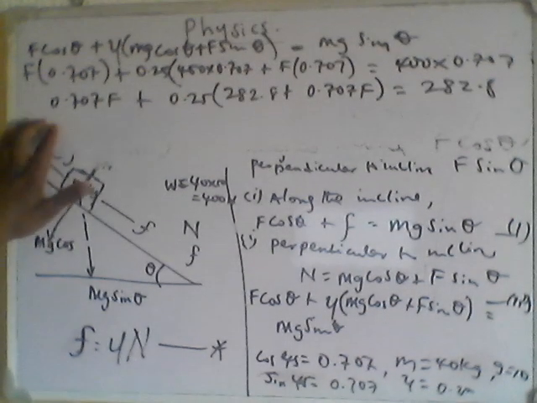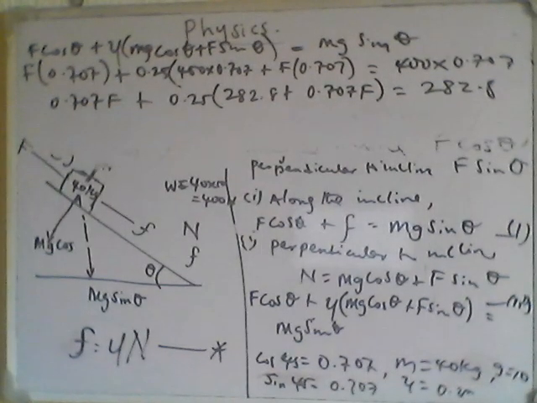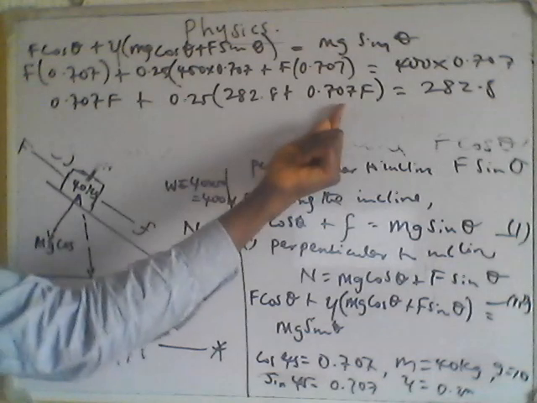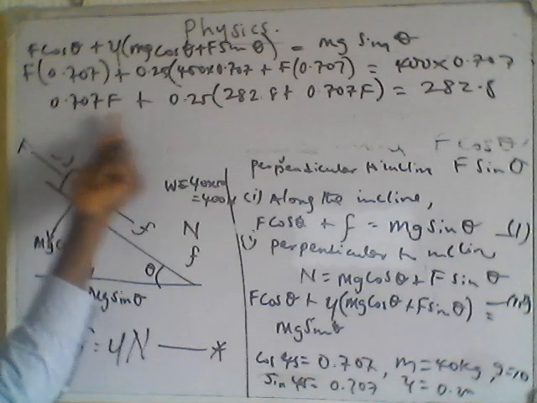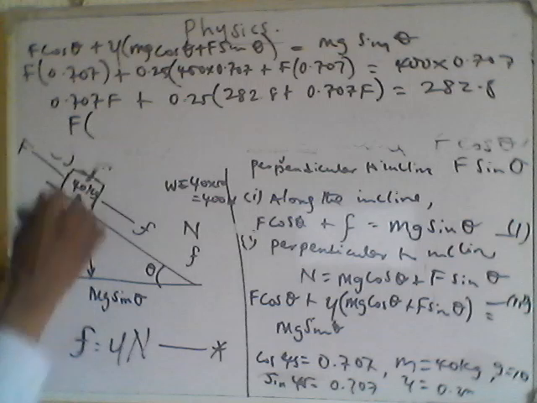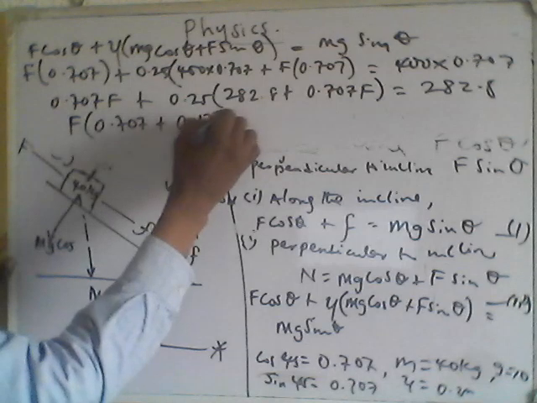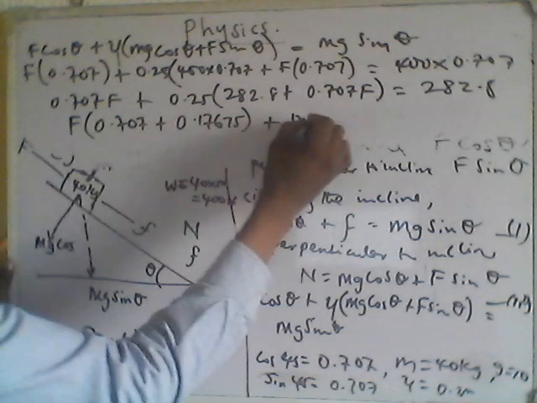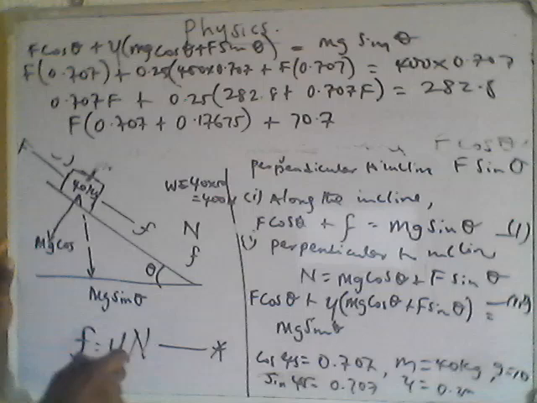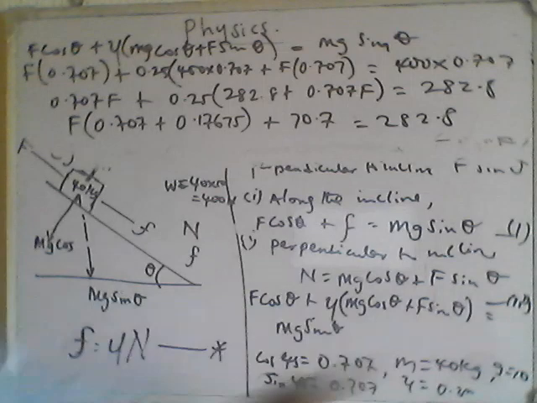Opening up the bracket, this will multiply this, and I will collect like terms. By the time I do it, I want to get to the point where I will have a simple equation. The like terms are this one and this one. So I have f, open bracket, 0.707 plus 0.17675, then plus 70.7, is equal to 282.8. You can walk along with me.